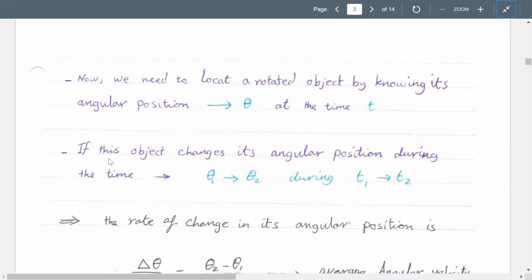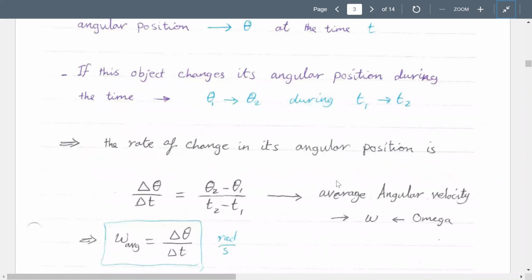And our quantities will be in the angular motion. For example, if our object was at theta 1 and changed its position to theta 2 during the time from t1 to t2, now we have a change in position during a change in time. So we have a rate of change in angular position, so we have delta theta over delta t.